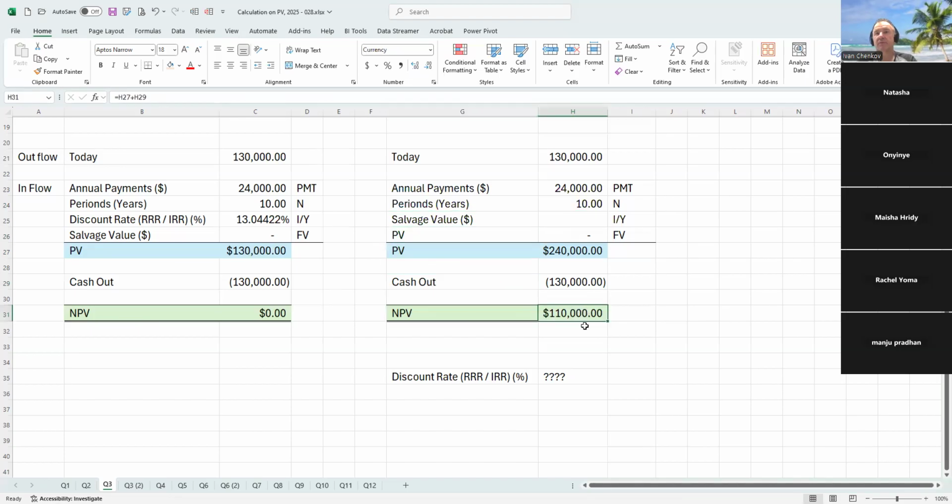In order for this one to be zero, that's correct. So that means the present value should be exactly equal to the cash outflow. So I know the present value. The present value should be $130,000, and that will be my present value. Salvage value in this case was zero. That will be the future value. So now what I'm trying to calculate is the rate that I have to get in order for the net present value to be zero. That's what I'm chasing here now.